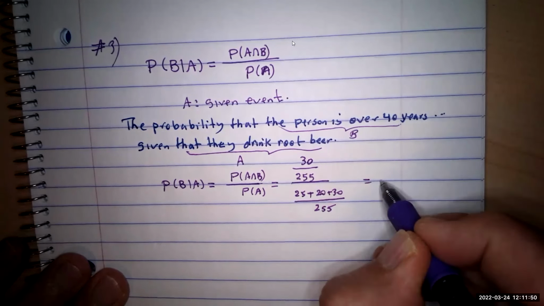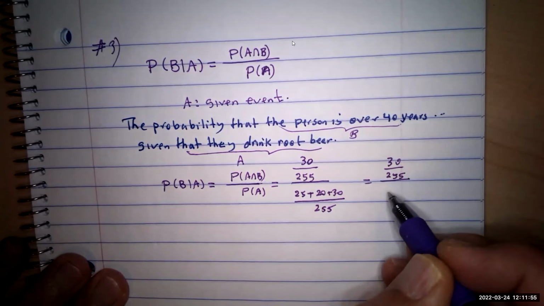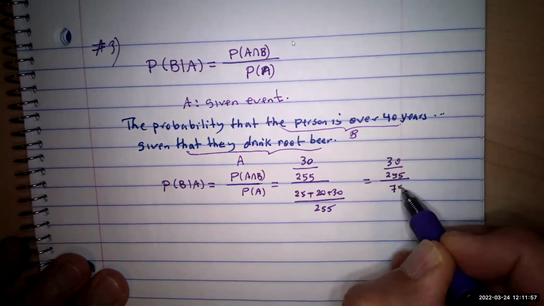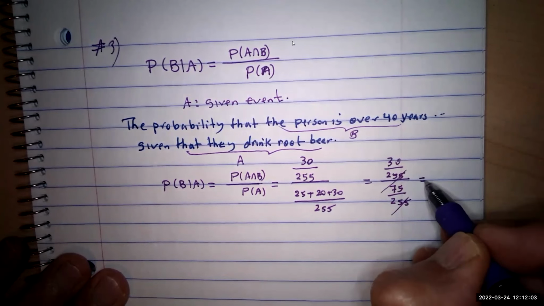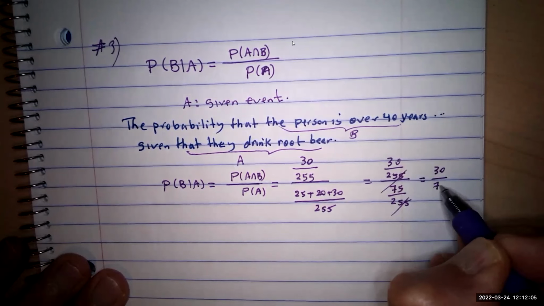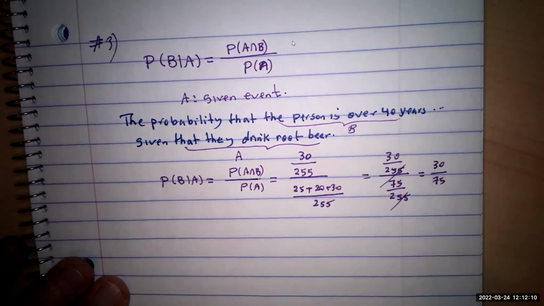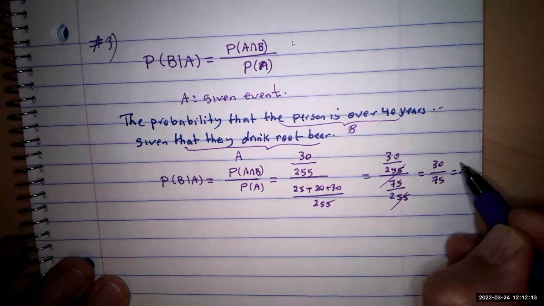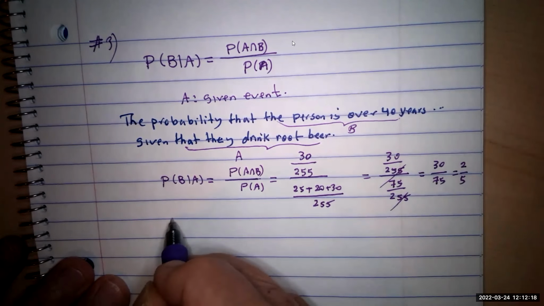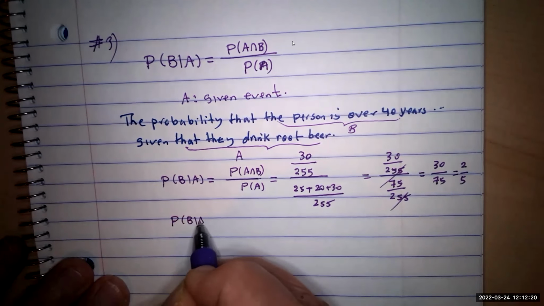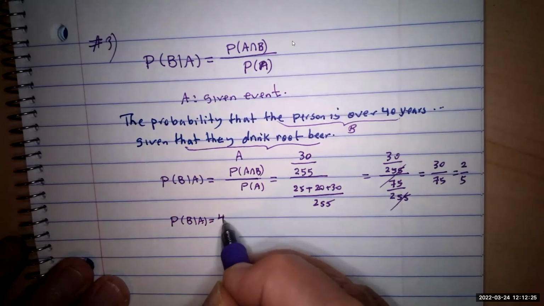So this is going to be 30 over 255, and this is going to be 75 over 255. You simplify 255 and 255, that gives you 30 over 75. And you can simplify it by 5 or by 15. That gives you 2 over 5, that gives you 40%. So the probability of B given A is going to be simply equal to 40%, and then you're done.